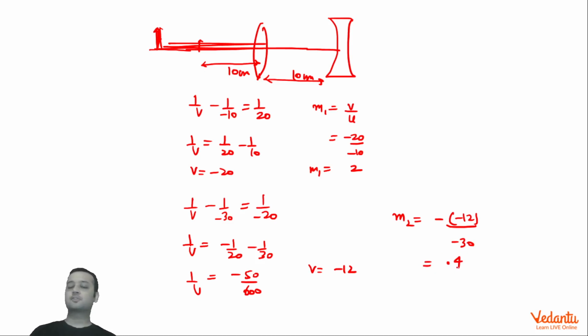M1 is positive, and M2 is also positive. So the overall magnification will be M1 into M2, that means 2 into 0.4. The answer will be 0.8. We were asked for the overall magnification, so the answer will be option B, 0.8. If you want to see where the image will be formed, v is -12, that means somewhere over here. The size will be 0.8 times the object, because the overall magnification is 0.8. So it will be slightly smaller than the original object, and it will be erect because the overall magnification is positive. Somewhere this sort of image will be formed.